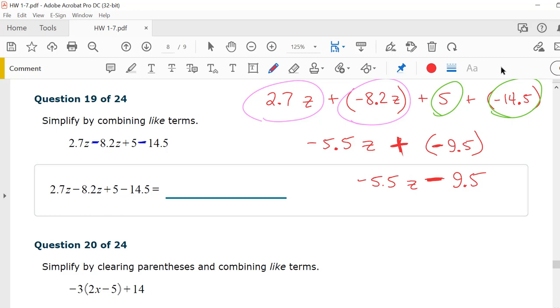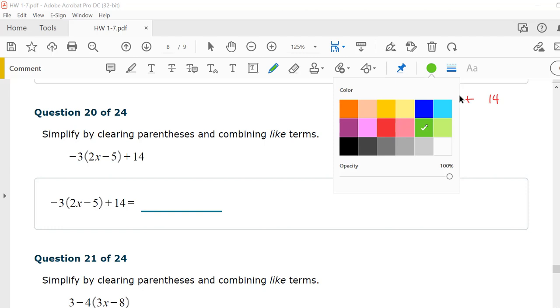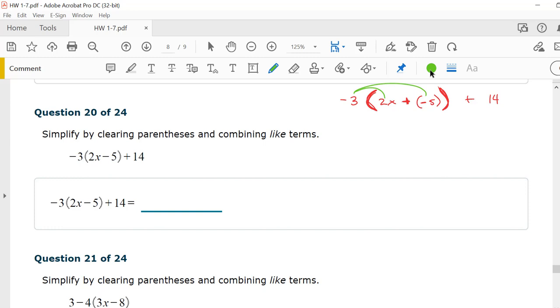Number 20, simplify by clearing parentheses and combining like terms. So I have negative 3 times 2x plus a negative 5. That's in the parentheses. And then plus 14. Okay, I'm going to distribute that negative 3 to both terms in the parentheses. Showing steps, I'm going to do negative 3 times 2x plus negative 3 times negative 5 plus 14. Negative 3 times 2 on my calculator will give me negative 6x. Negative 3 times negative 5 is 15, so I have plus 15 plus 14.